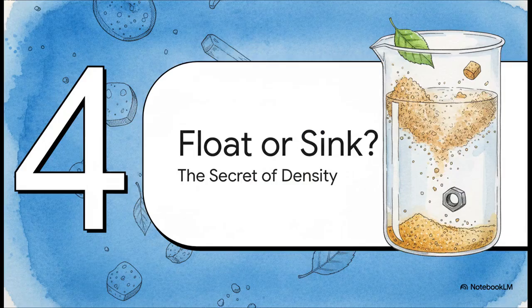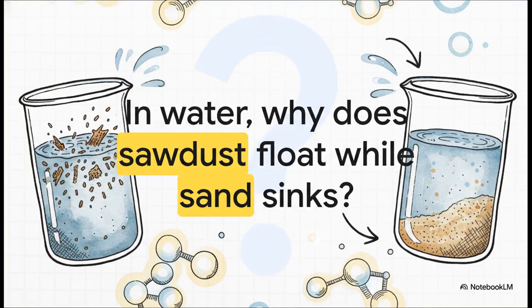All right, so we've got a handle on why things dissolve. But what about the stuff that doesn't dissolve, like that sand and sawdust from earlier? Why does one sink like a rock while the other just bobs on the surface? The secret here is a little thing called density. I mean, it's an observation we've all made, probably since we were kids, right? You throw some sawdust in water, it floats. You throw sand in, it sinks straight to the bottom. What is the fundamental difference between them that causes this?